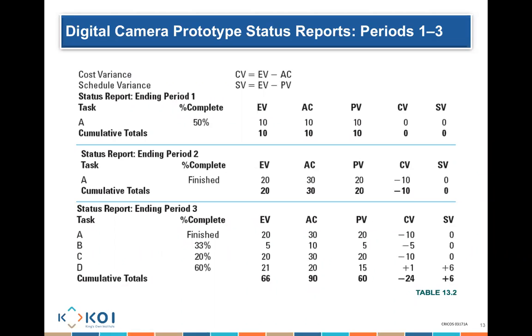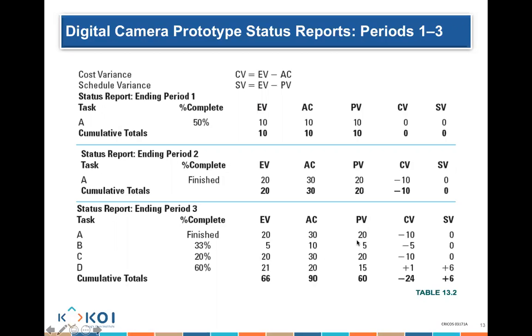If I say I've earned 20% of activity C, how much have I earned? 20. If I say I earned 60% of activity D, how much have I earned? It's 60% of 35. The overall is 21. 60% of 35 is actually 21. Okay? So you look at this slide. I earned 25, 20, and 21. This is the actual costing.